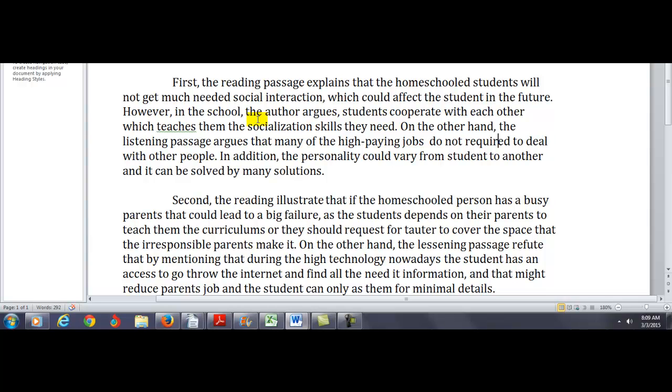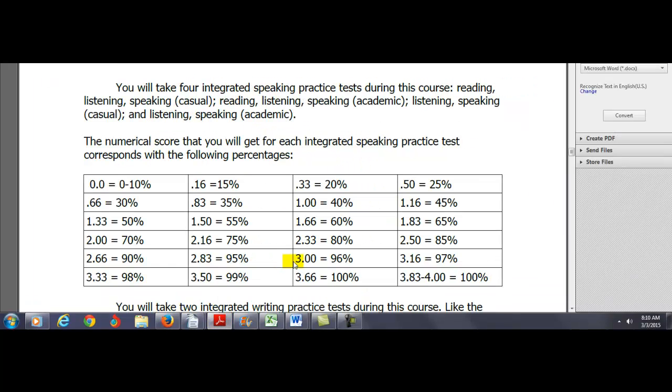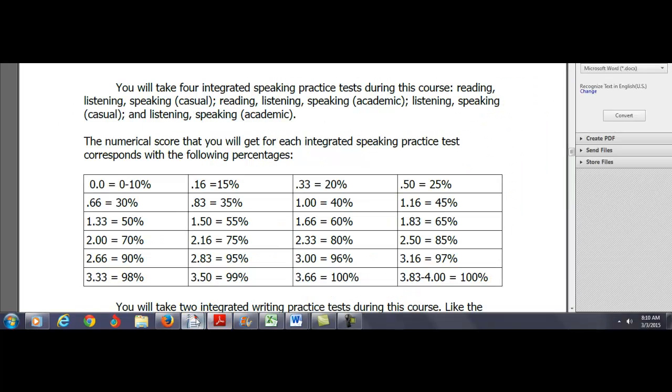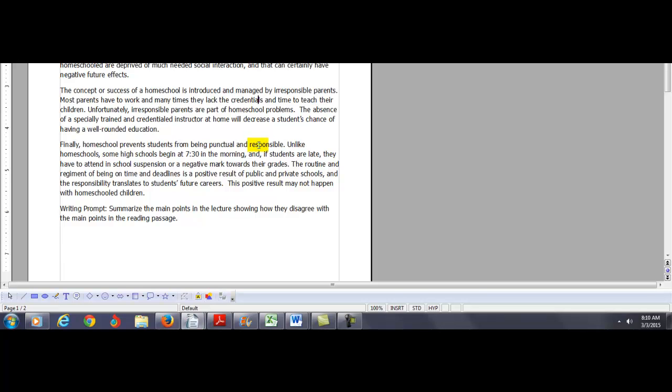Just say, many of the high-paying jobs do not require workers to deal with other people. In addition, the personality could vary. You might want to say here from one student to another, and it can be solved by many solutions. Now, if we look at the actual reading passage here, let's see what it says here. Let's check.